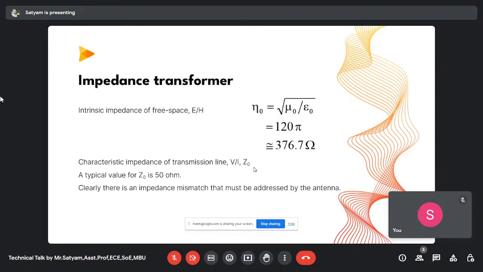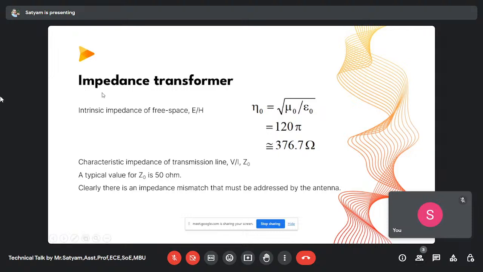And then the impedance transformer. As you are aware, transmission lines have an impedance of 50 ohm or 75 ohm, and free space has an impedance of 120 pi, or 377 ohm. So there is a lot of mismatch, 50 and 377. So the antenna has to take care of all this, right? That is the third issue.